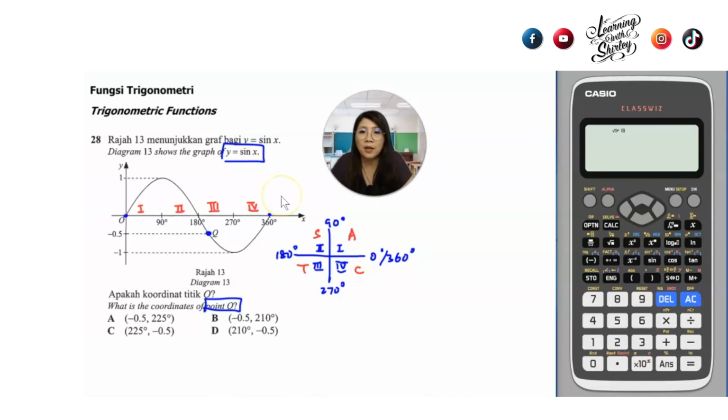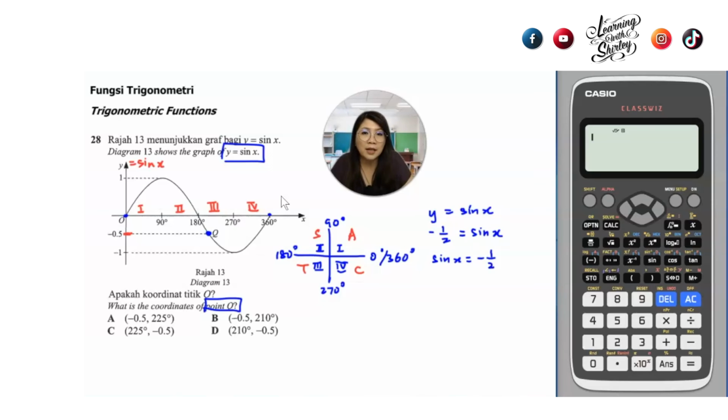So what is the value of Q here? Here you see y is sine x. The value of sine x is -half. So I'm going to work it out here: y equals sine x, and this is -half, right? So I'm going to write it here as -half equals sine x. Let me swap it around.